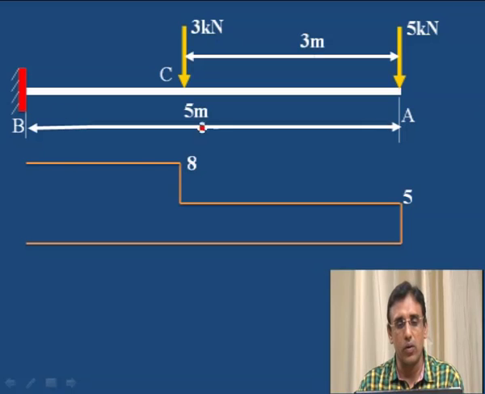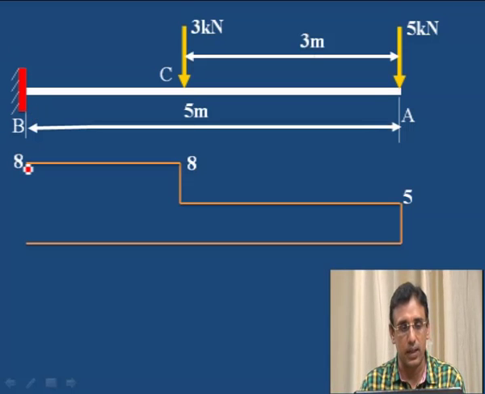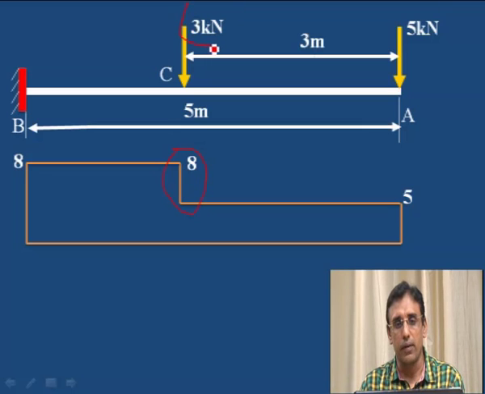Then again, no change of shear force from C to B, that is 8, the same remains constant. Then close this. Here we can observe a step. This step is equal to 3 kilonewton. From here to here, 8 minus 5, that is 3, is the difference, the vertical drop.